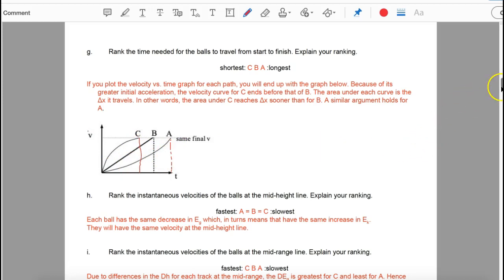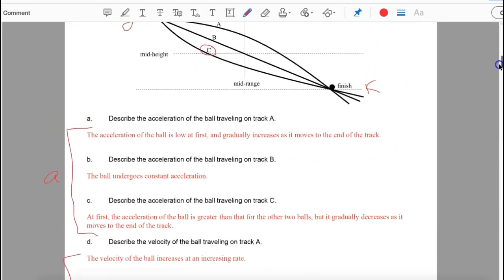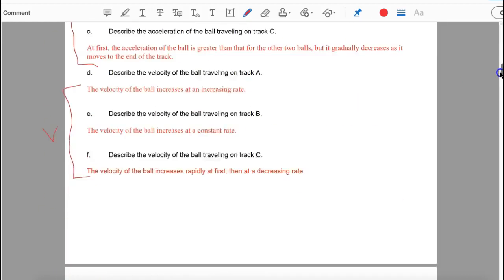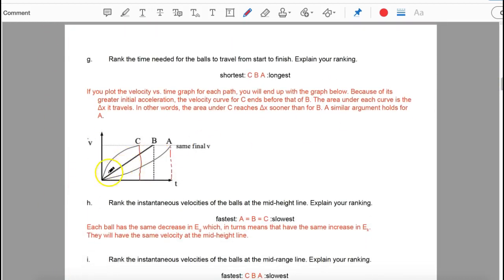C, if you look, has a pretty long path compared to B, and A also has a long path. So C and A probably have about the same amount of distance, and B has a shorter distance. However, because C is going really fast at the beginning, it doesn't take as much time for it to get all the way down. So because of its greater initial acceleration, the velocity curve for C will end first. Notice this is time.